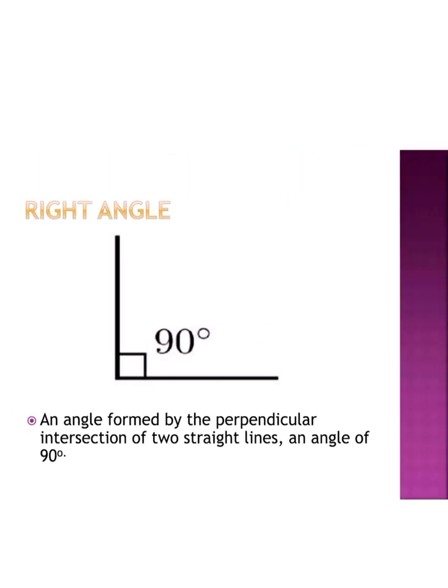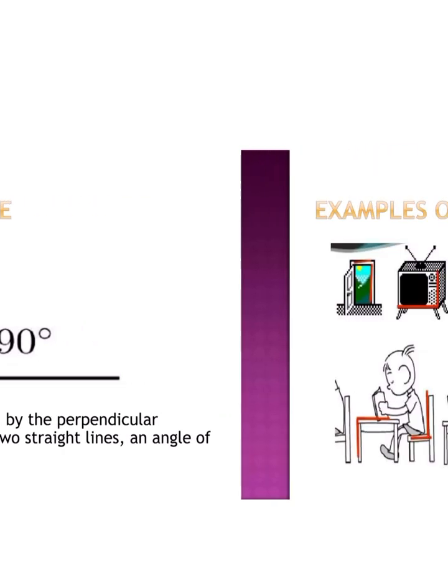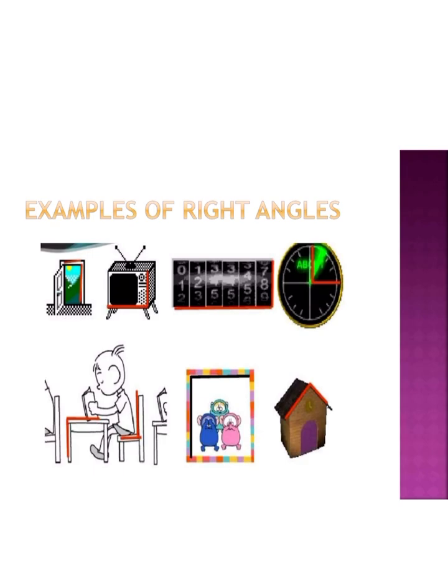Now, right angle: an angle formed by the perpendicular intersection of two straight lines. An angle of 90 degree is the right angle. Examples of right angles are displayed; the pictures of 90 degree angles are shown.